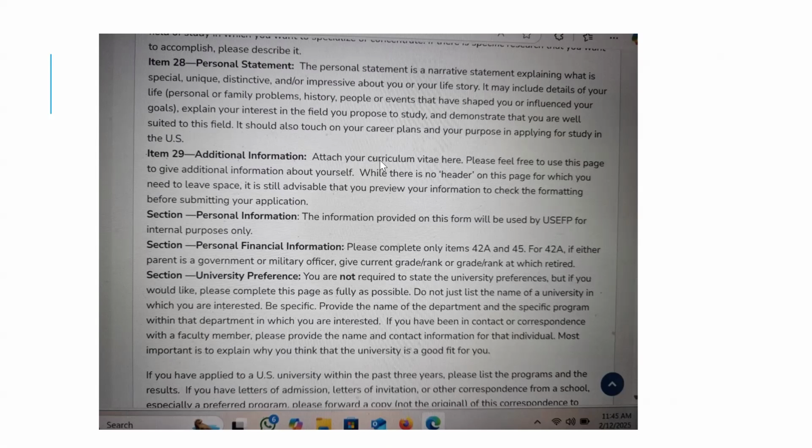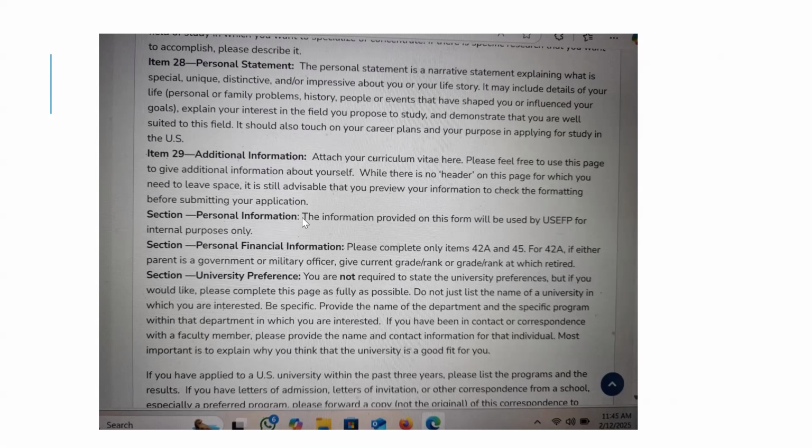Okay, item 29, additional information. Attach your CV here. Please feel free to use this page to give additional information about yourself. While there's no header on this page for which you need to leave space, it is still advisable that you preview your information to check the formatting before submitting your application. So any other additional information in addition to your CV, you can put in this section.